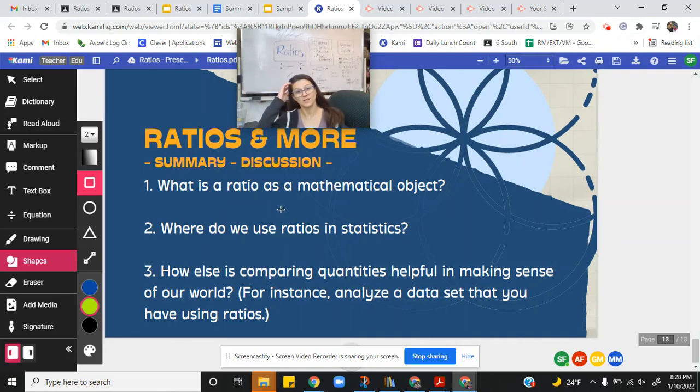Ratios and more, our summary and discussion. What is a ratio as a mathematical object? Where do we use ratios in statistics? And how else is comparing quantities helpful in making sense of our world? For instance, analyzing a data set that you have using ratios.